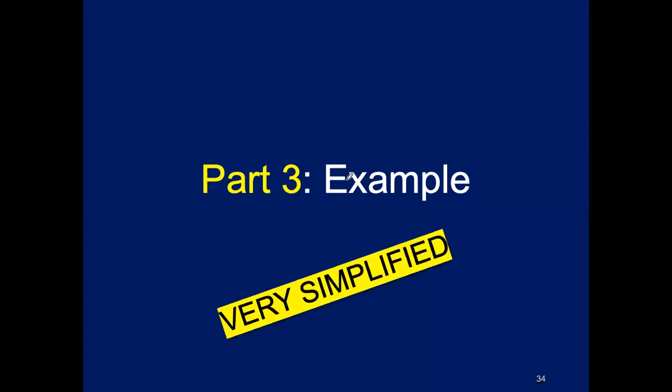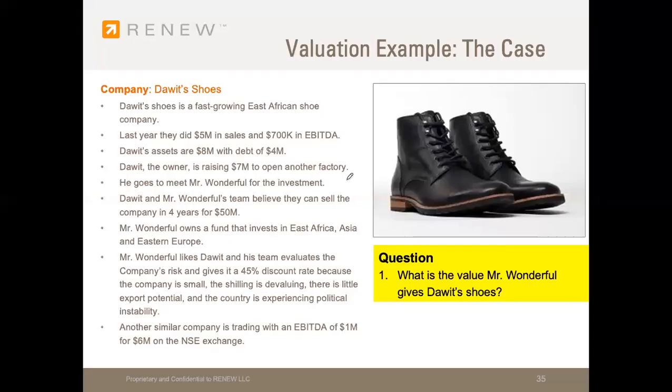Again, this is very, very simplified. I'm going to try to touch on all 3 of the methodologies. So just sit back, listen. I'm going to go through the example. First, the company is Dawit Shoes. Dawit Shoes is a fast-growing East African shoe company.